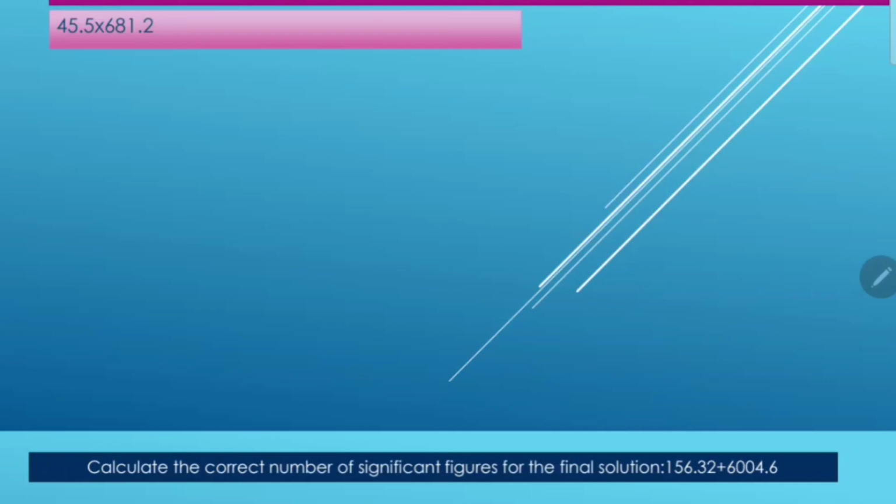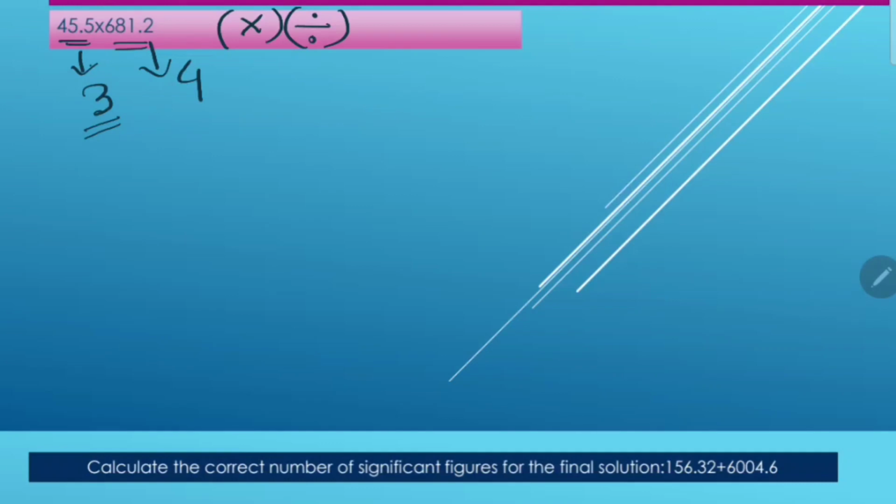Right over here, they have asked us to multiply 2 numbers, 45.5 with 681.2. Now in the rule for multiplication and division, we will have to take care of the number that has the least number of significant digits. In this case, 681.2 has 4 significant digits and 45.5 has 3 significant digits. So our result cannot have more than 3 significant digits.